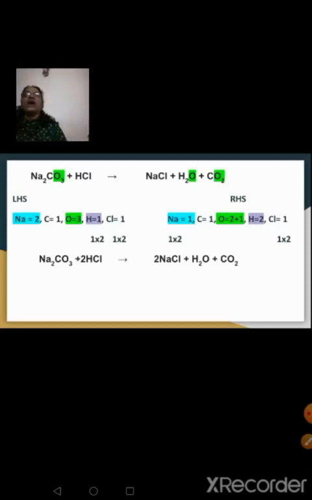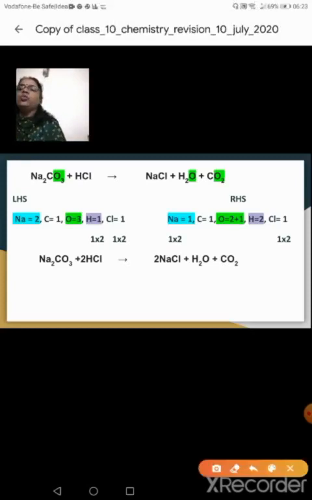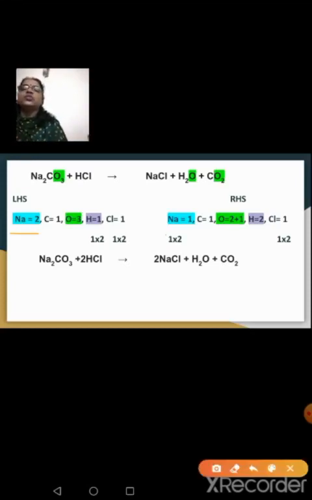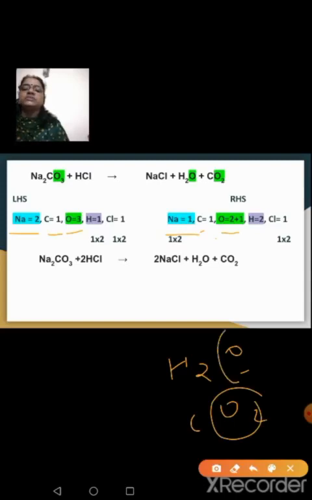Let's count the number of atoms. Here sodium on the LHS you have 2 and on the RHS it is 1. So the number of atoms on both the sides are not equal. This itself tells that it is unbalanced. Now carbon on the LHS you have 1 and on the RHS also you have 1. Oxygen on the LHS it is 3 and on the RHS also it is 3. How is it 3? In this water H2O you have 1 oxygen atom and in CO2 you have 2 oxygen atoms. So when you count this 2 plus 1 you get 3.